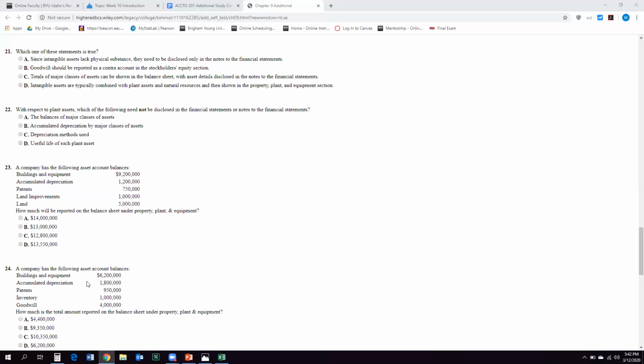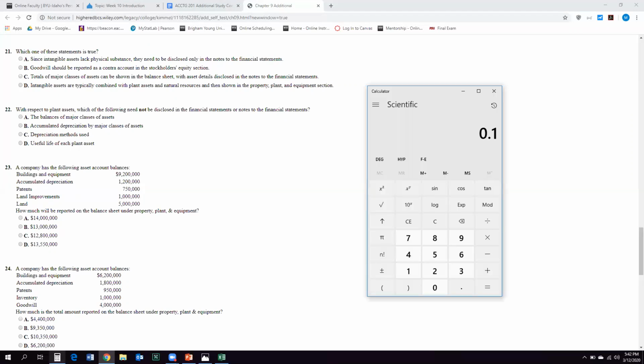But why does it include land improvements? Because land improvements are part of our property, plant, and equipment. It's not asking how much the land is worth, specifically, but we do add it to our property, plant, and equipment.